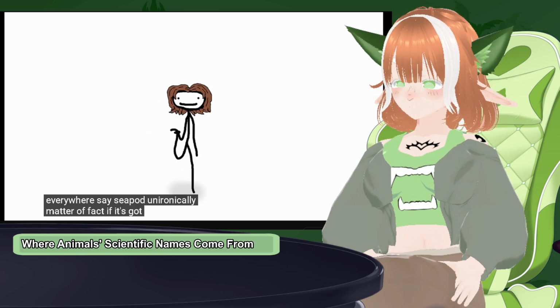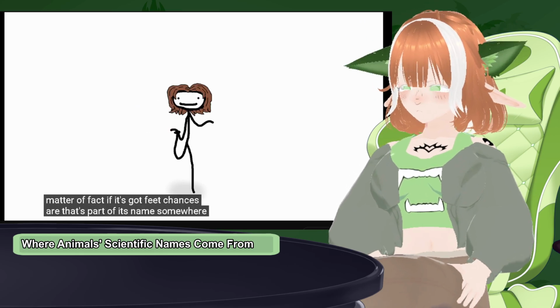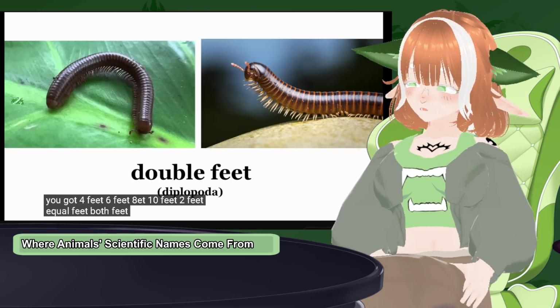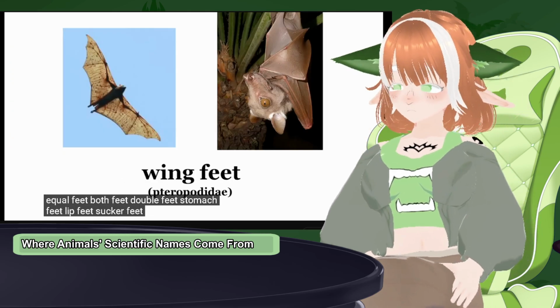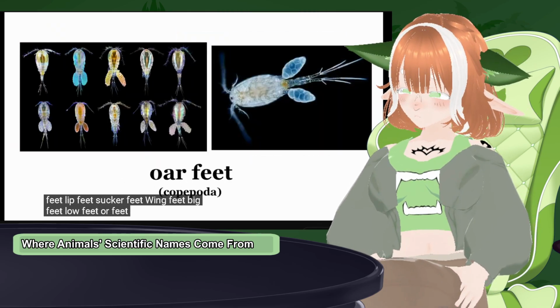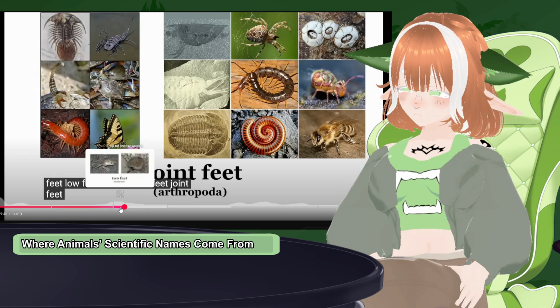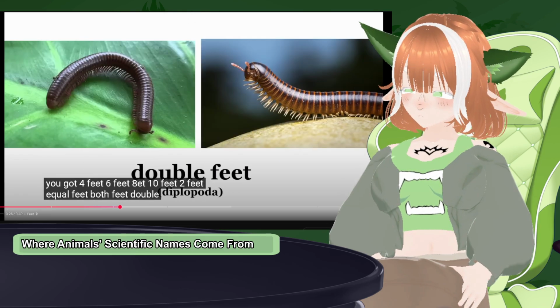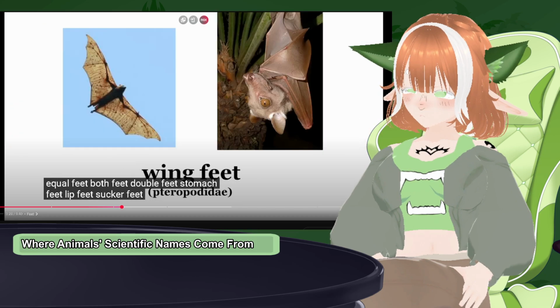Matter of fact, if it's got feet, chances are that's part of its name somewhere. You got 4 feet, 6 feet, 8 feet, 10 feet, 2 feet, equal feet, both feet, double feet, stomach feet, lip feet, sucker feet, wing feet, big feet, slow feet, joint feet.